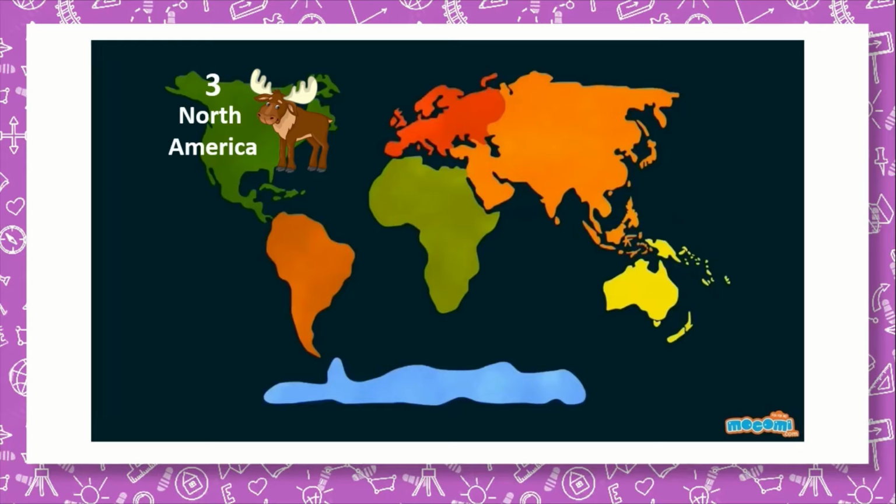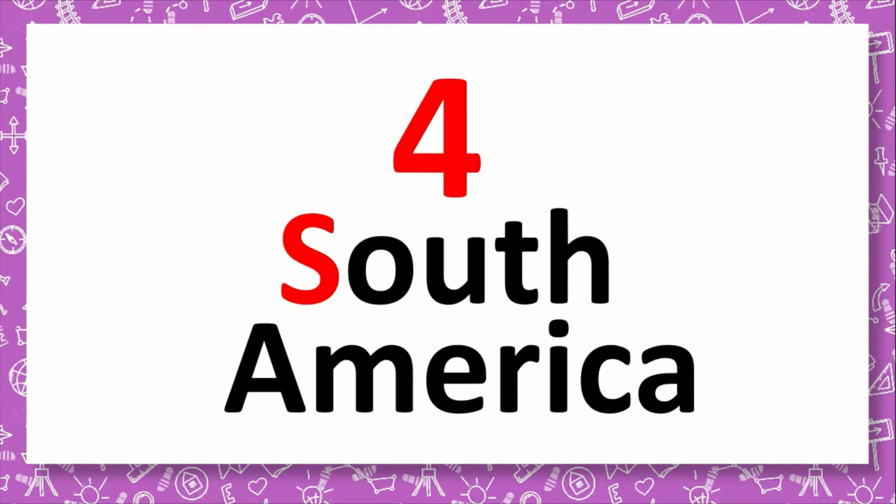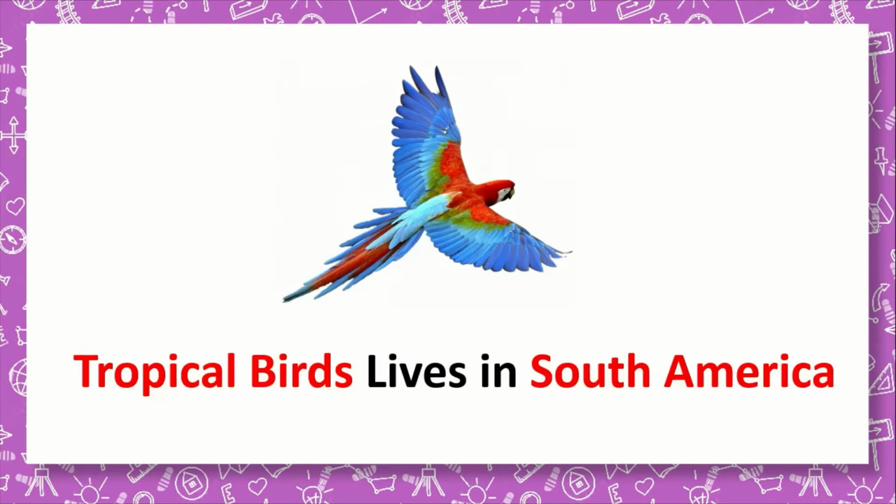Moose. So number one is Asia, where the panda lives. Number two is Africa, where the lion lives. Number three is North America, where the moose lives. Number four, South America. South America, with an S. South means downward. So below the North America, there's South America.